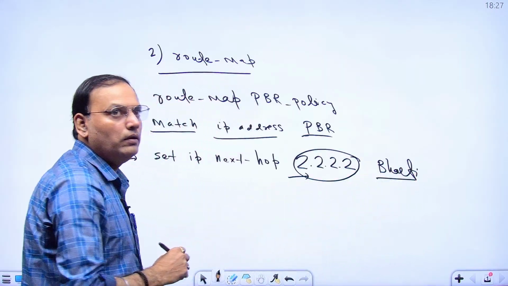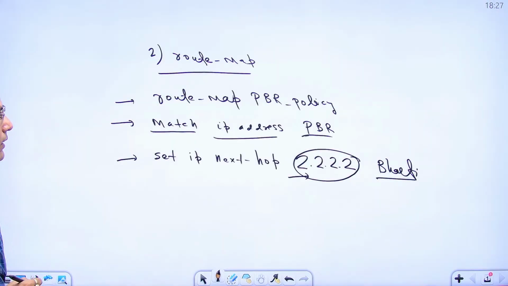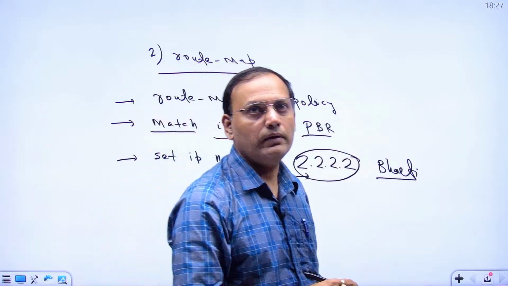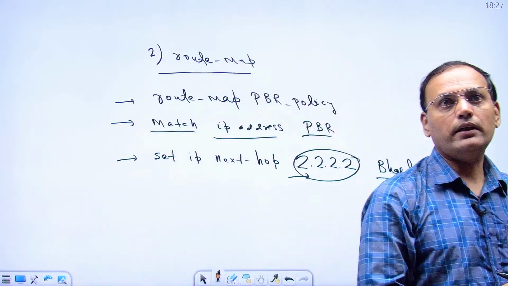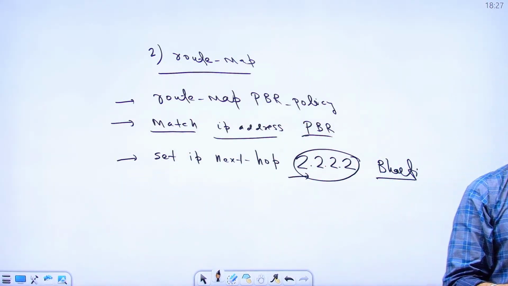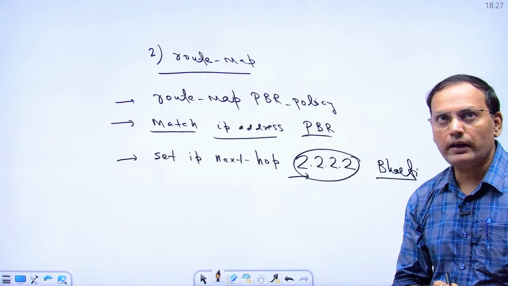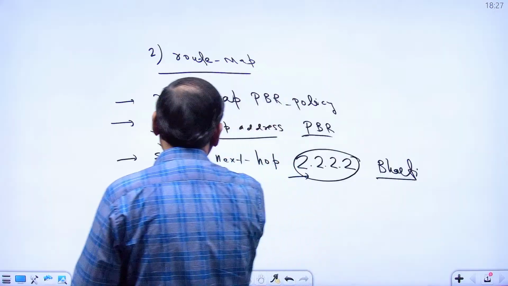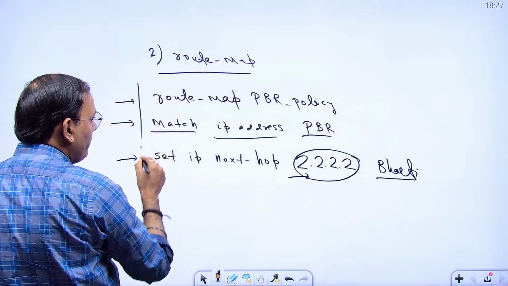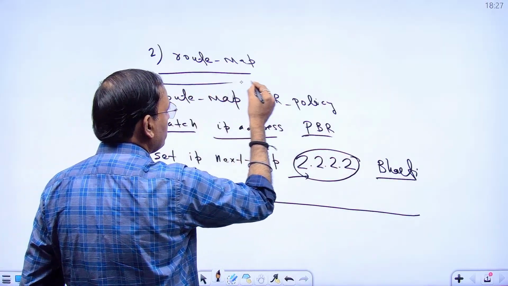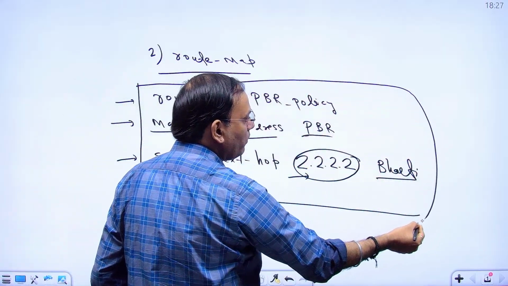That is your Bharti IP, right? Please check the diagram which I have shown you initially, right? There were two ISPs, 1.1 and 2.2, and 2.2 is your Bharti IP. So the set IP next hop IP is your Bharti IP, and this is the configuration of your route map. This is your second important configuration which needs to be configured on your router.